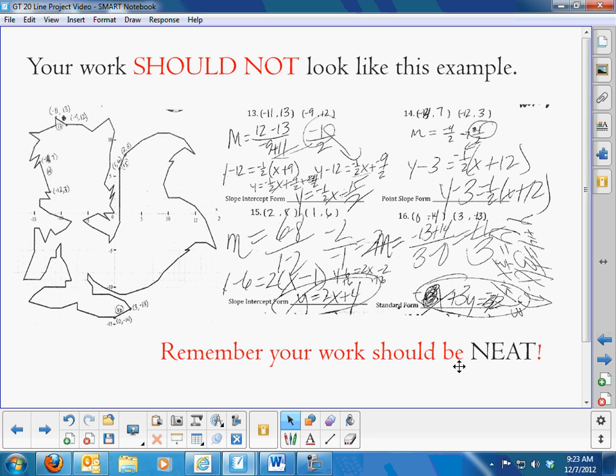This is an example of what your work should not look like. If this was my picture, see how I can kind of see what they're doing. I can see a little bit that they're finding slope here, but then they've got all these things circled, they've got arrows, and they've got things written in all sorts of directions. This would be an example of what your work should not look like. I will be taking off points if I see anything like this.